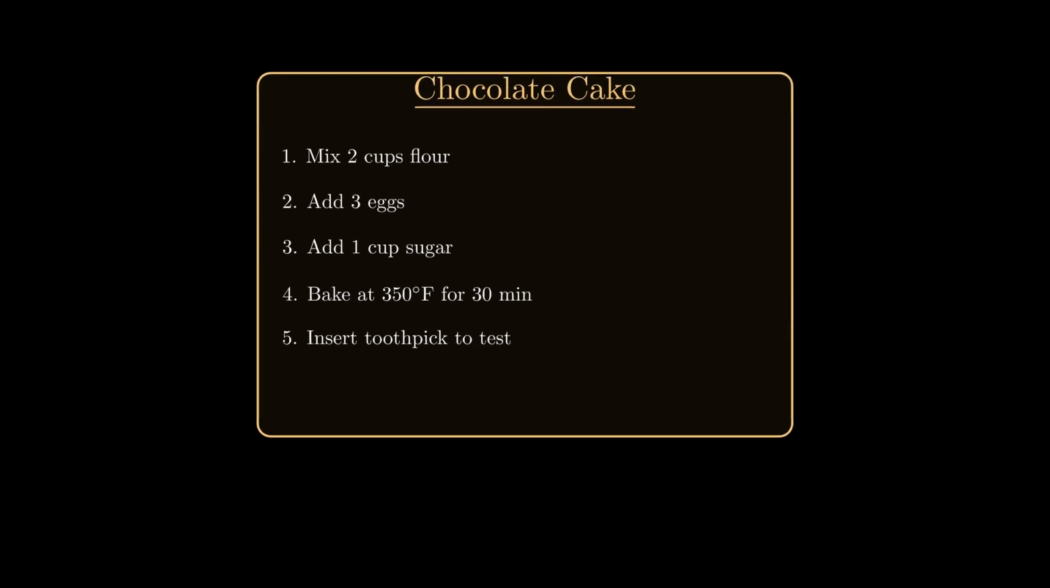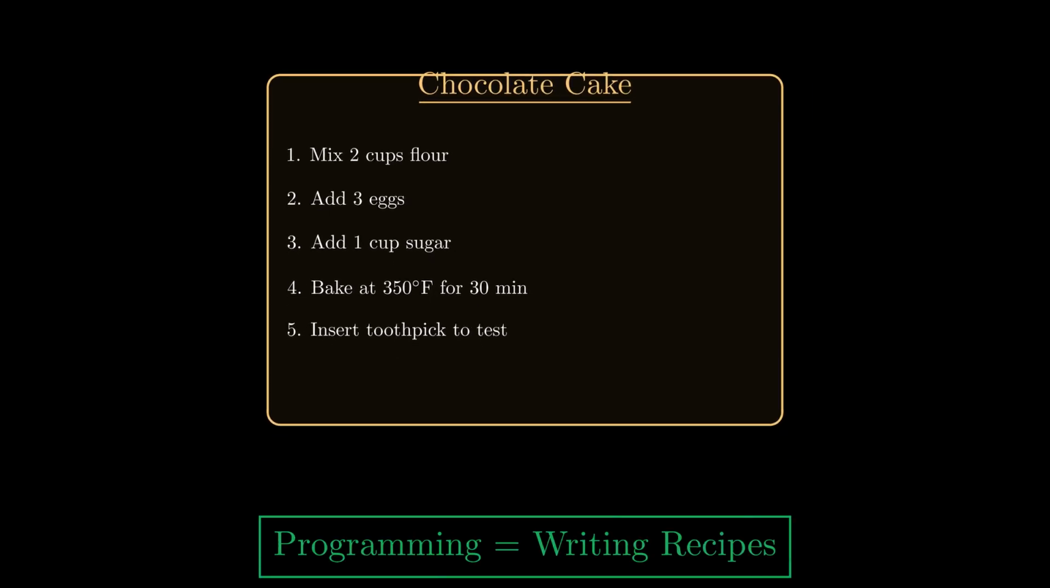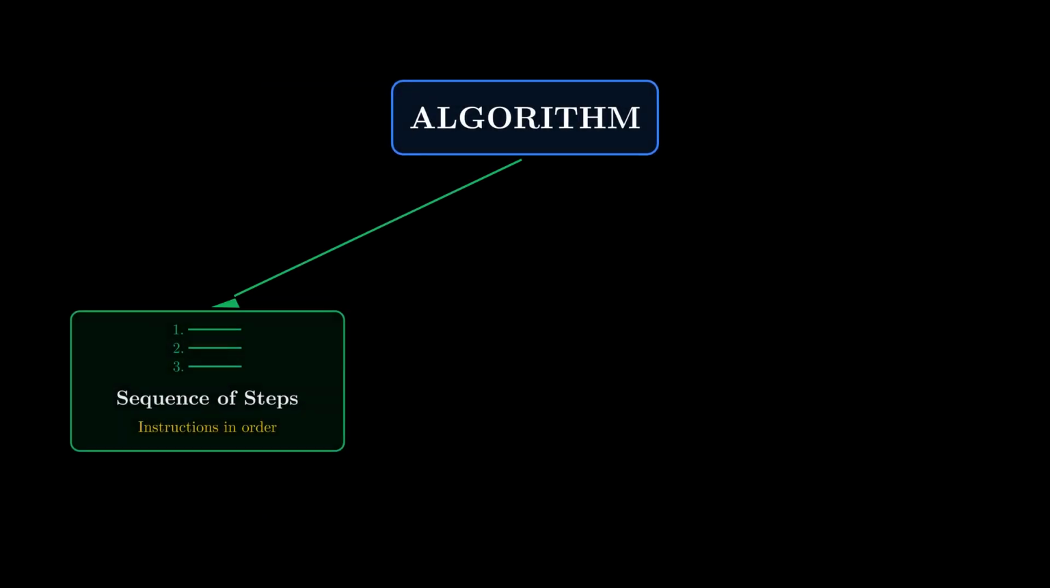Programming is exactly this. Programming is writing recipes precise enough for a machine to follow. And here's the thesis of this whole course. An algorithm is a recipe, nothing more, nothing less. Every algorithm, every single one, has exactly 3 parts.